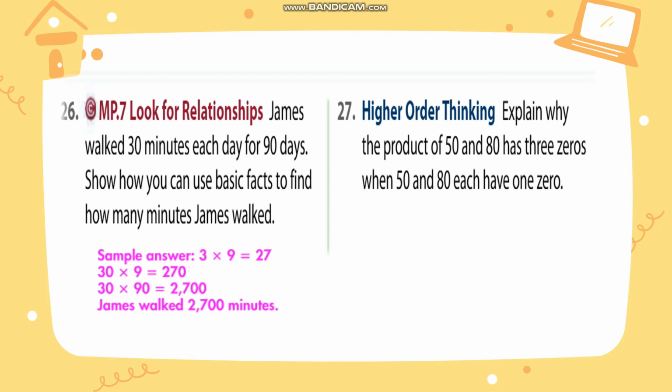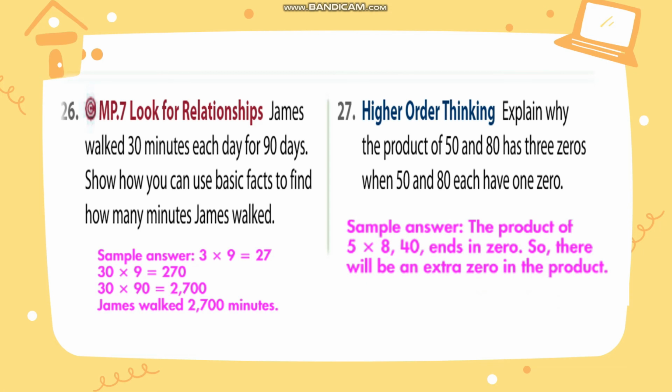Number 27. Explain why the product of 50 and 80 has 3 zeros, when 50 and 80 each have 1 zero only. Because when we multiply 5 times 8, that is equivalent to 40, and 40 ends in 0. So there will be an extra 0 in the product. So there will be 3 zeros in all.